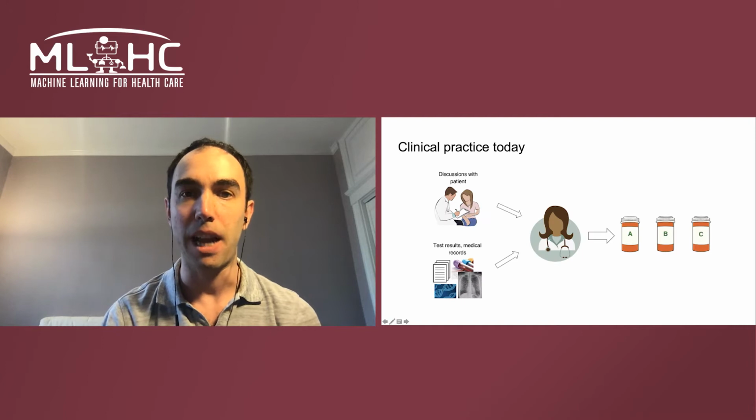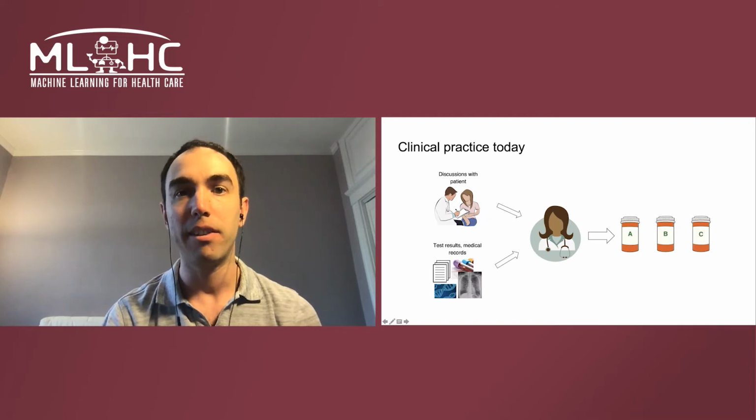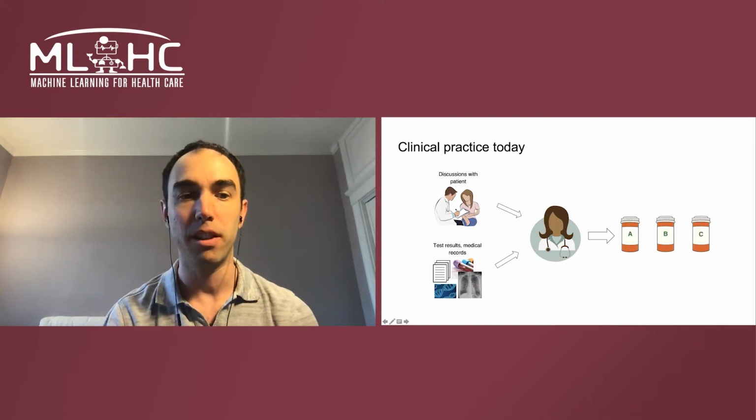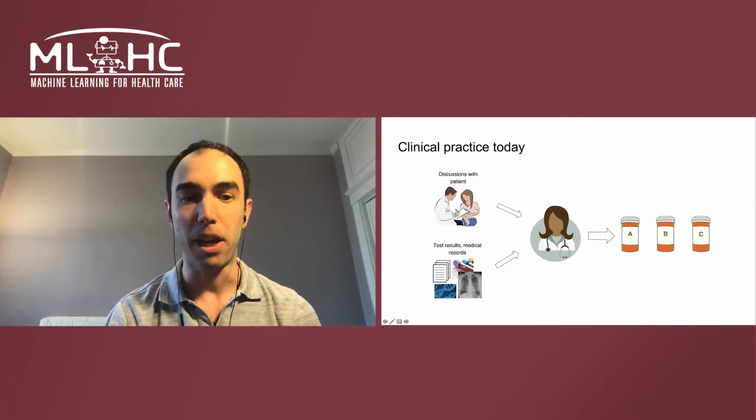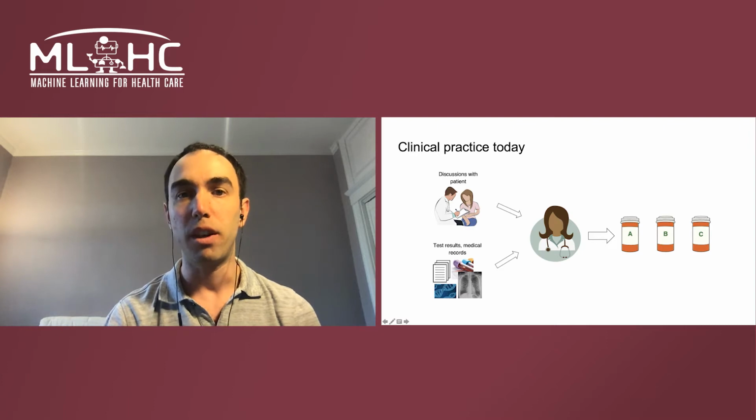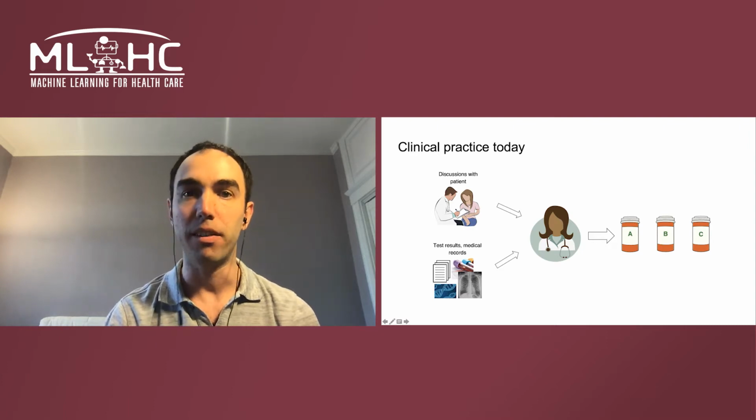When clinicians typically have to decide on a treatment, they take into consideration their discussions with the patient and all of the data they have on the patient, past medical records, laboratory results, and so on, and choose an appropriate treatment. For example, in this case, the clinician might choose treatment B. Today's talk will be about using machine learning to try to guide that treatment suggestion.